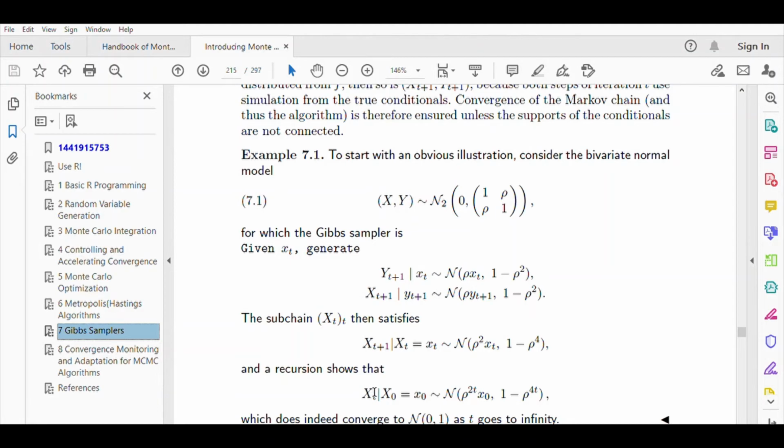So the distribution of xt given x naught will be normal, with mean rho raised to 2t x naught, and the variance will be 1 minus rho raised to 4t. So see, as you proceed further and further, that is, as t tends to infinity, what will happen? For large t, the mean will be 0 and the variance will be 1.